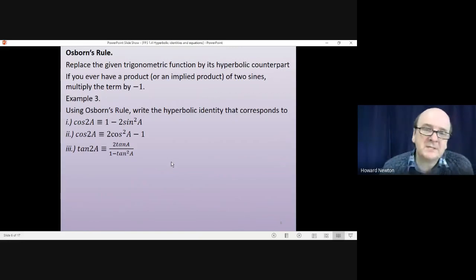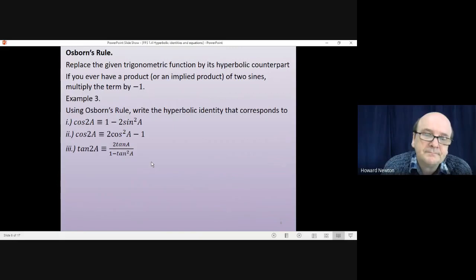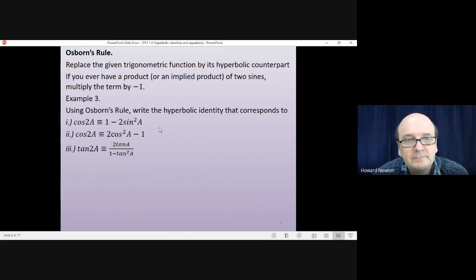So example 3, using Osborn's Rule, write the hyperbolic identity that corresponds to each of these trig identities. None of these take very long. I'll let you have a go at doing them yourself first. So pause the video, have a go, and come back to me when you're ready. Okay, let's have a look at these.